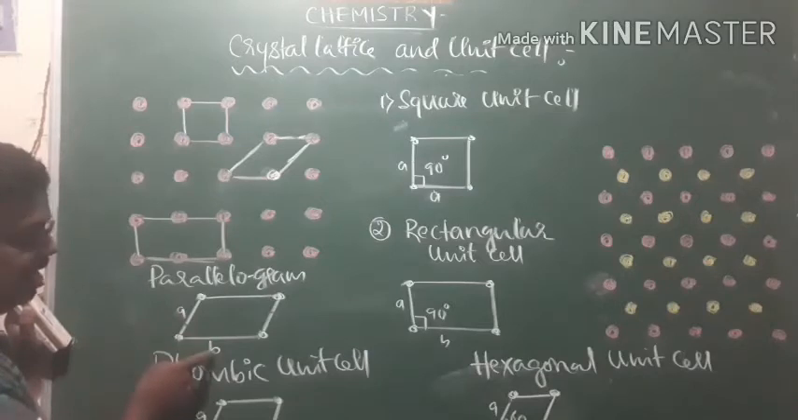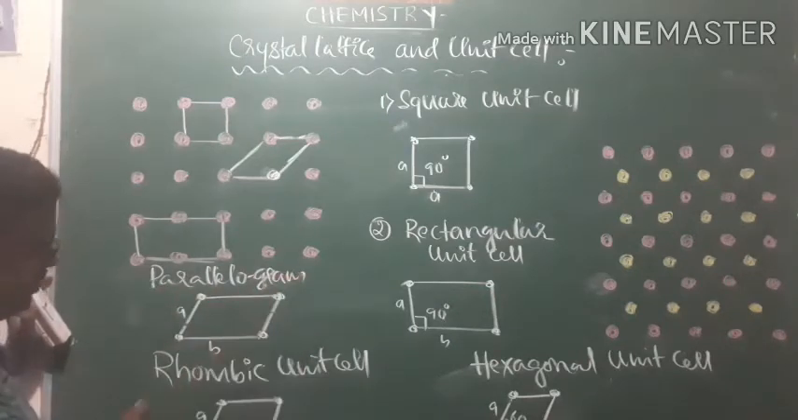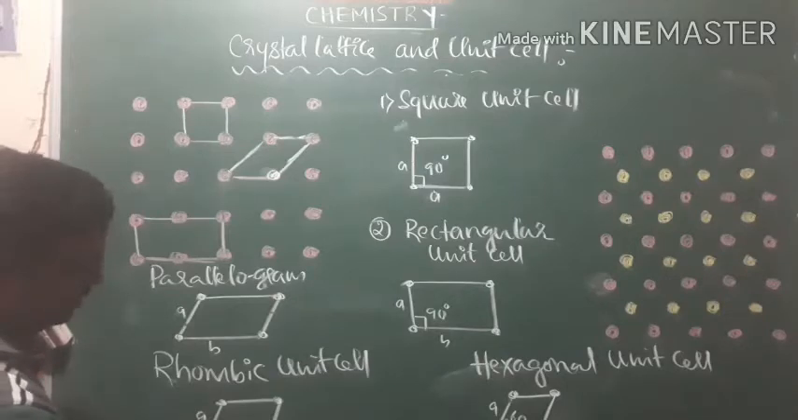Here A and B are different. It can be of any angle. In the case of the rectangular unit cell, okay? In the case of the parallelogram, and in the case of the rhombic unit cell, sides have the same length and it can be of any angle.